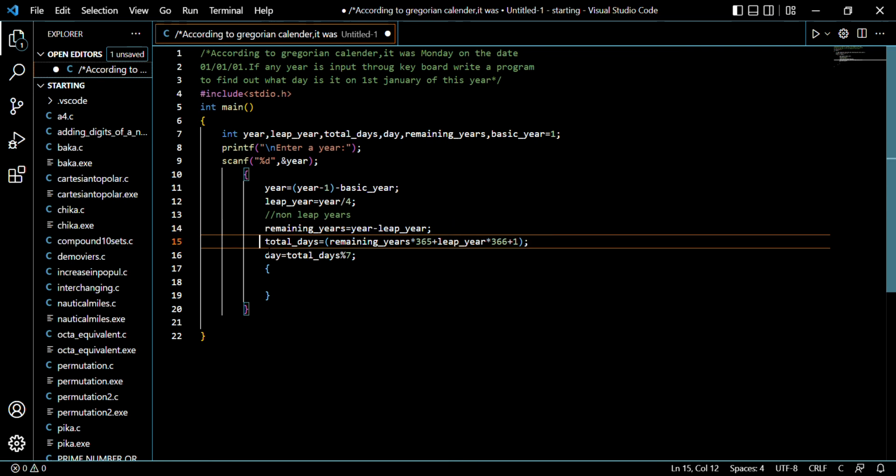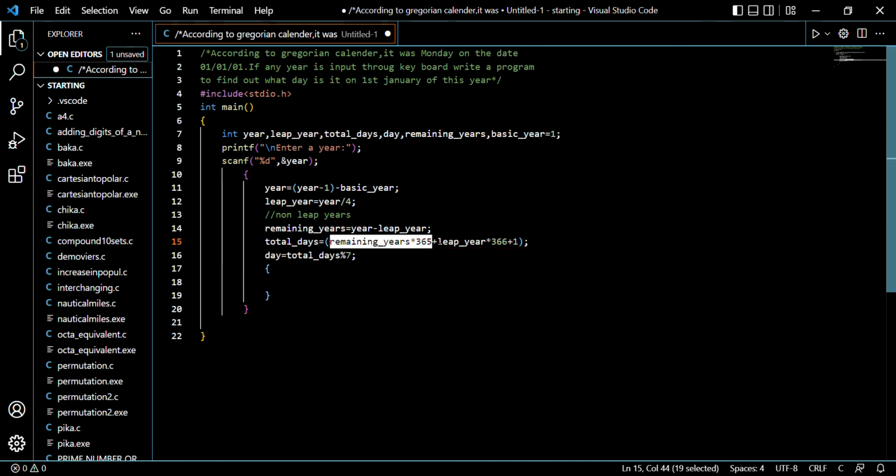Now coming to days, the total number of days is going to be based on the remaining years. For non-leap years you'll have 365 days per year, if I'm not wrong. I hope I'm correct. So we are going to multiply 365 by the remaining years, plus the total number of leap years.